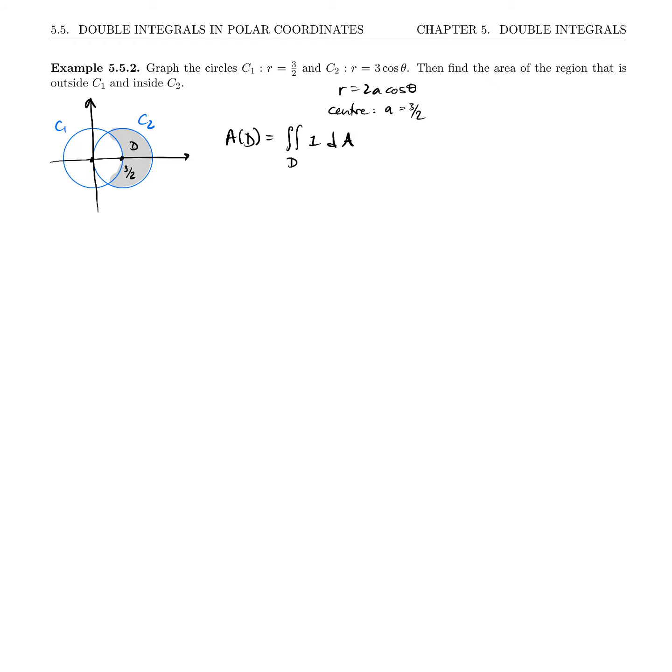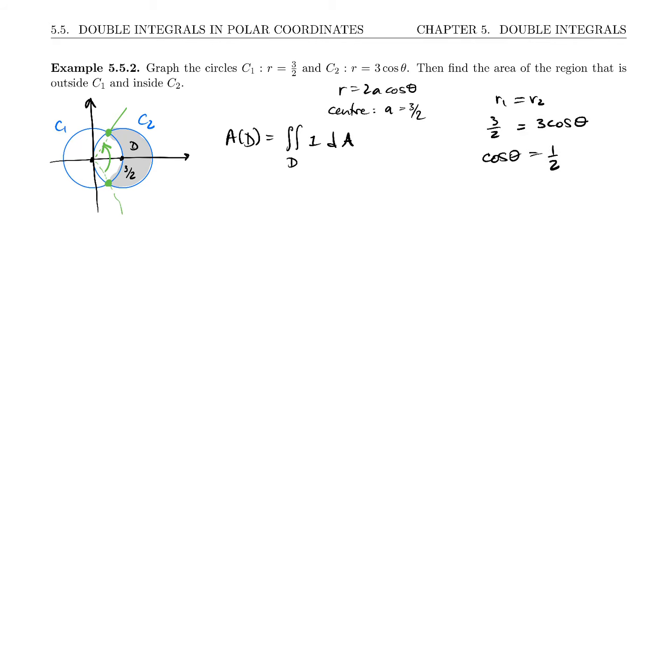So to describe this region D as an iterated integral, we need to find values of theta so that our theta covers the region. We're not given them, so we had better find the points of intersection of those two curves. We let r1 equal r2, which means that 3/2 has to equal 3 cos theta, or cos theta equals 1/2.